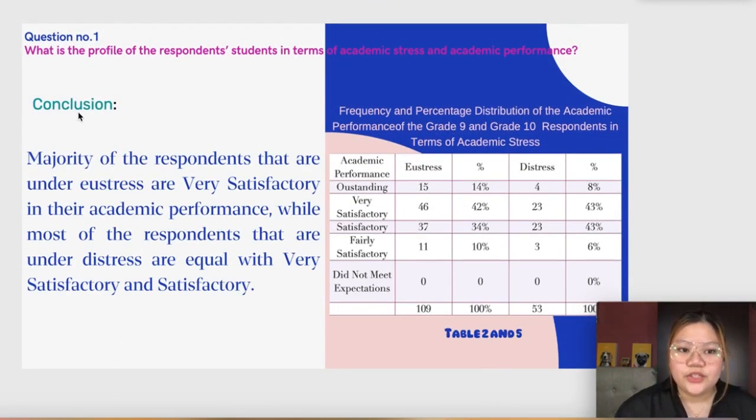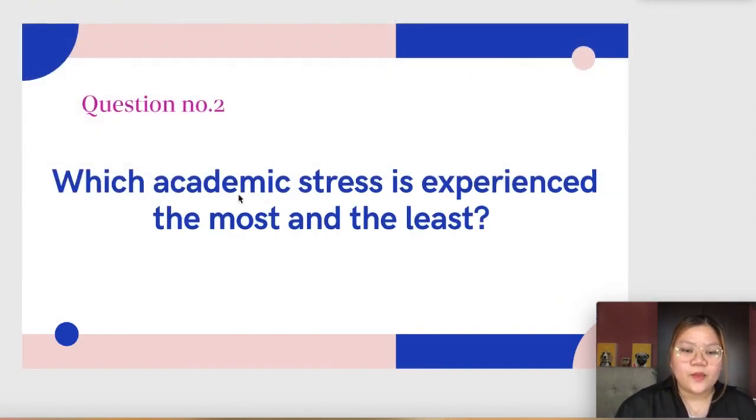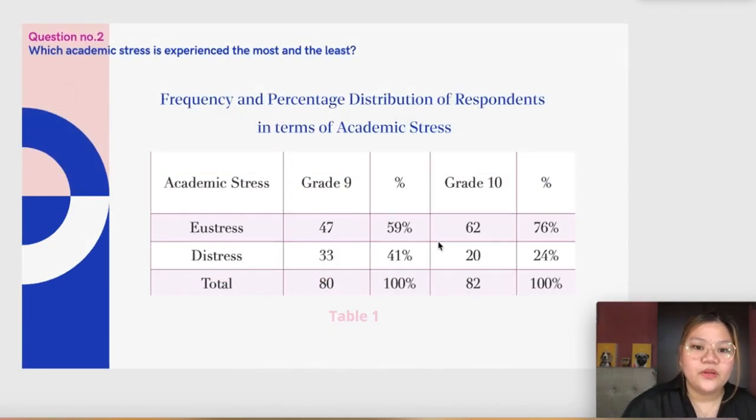In conclusion, the majority of the respondents under eustress are very satisfactory in their academic performance, while most of the respondents under distress are equal in very satisfactory and satisfactory. For question number 2, which academic stress is experienced the most and least? Table 1 is the one that we use for question number 2: frequency and percentage distribution of respondents in terms of academic stress.